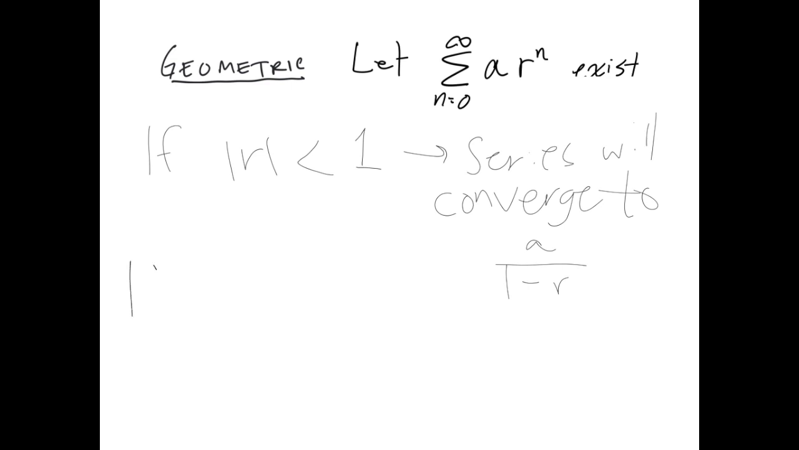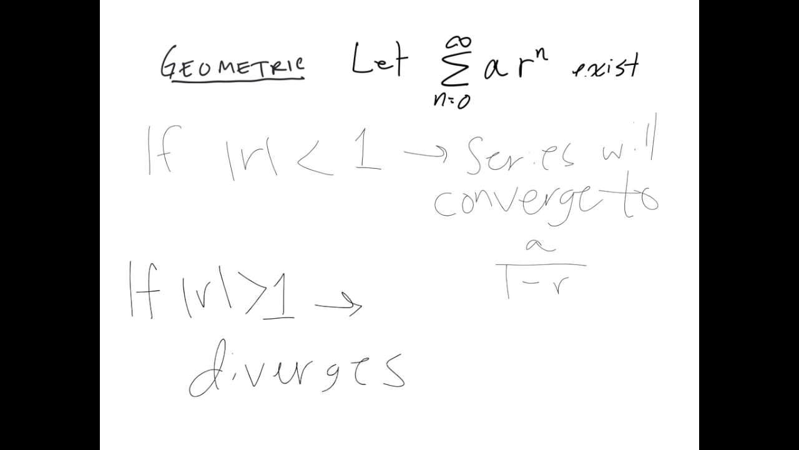And then if the absolute value of r is greater than 1, the series diverges. We can think of this pretty logically by saying if I have 2 squared plus 2 cubed plus 2 to the 4th plus 2 to the 5th, that's going to go off to infinity very quickly. So we know this is going to diverge. All right. Let's do a practice problem.